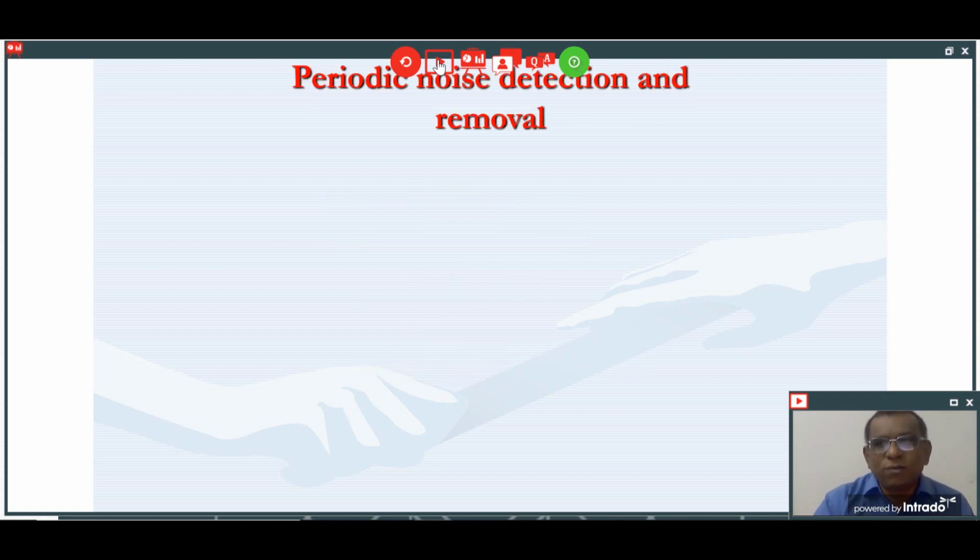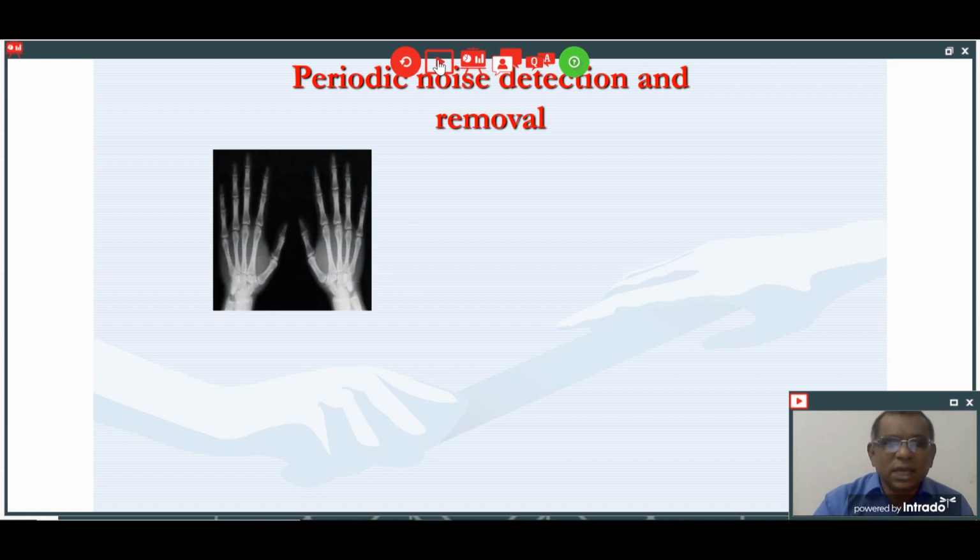So what is the role of the Fourier transform in images? I am going to give you only one role. We are not going to discuss the entire role of the Fourier transform. One simple application I would like to discuss here is how the Fourier transform can be used to detect periodic noise in images.